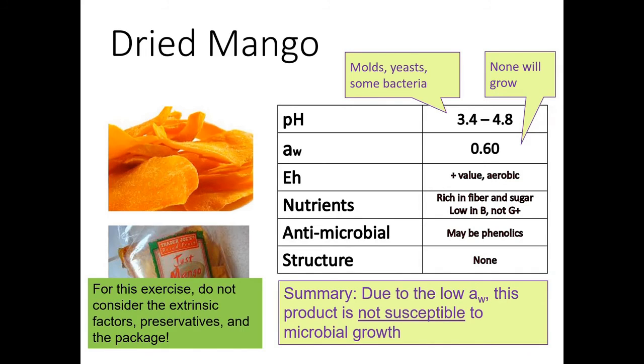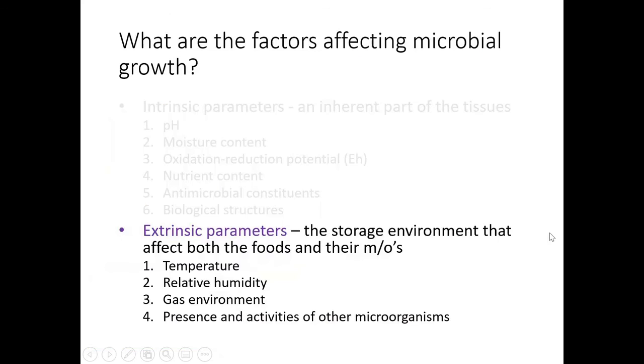So it's going to be a positive value, it's aerobic. The nutrients are going to be rich in fiber and sugar, but low in vitamin B, so it's not going to allow the growth of gram-positive bacteria. And then for antimicrobial, there may be phenolics because of it being a fruit, right? And then for structure, with this product, there's not going to be any skin on it or anything, so there's no structure protecting it. So these are all going to be things that you can talk about for your food product.